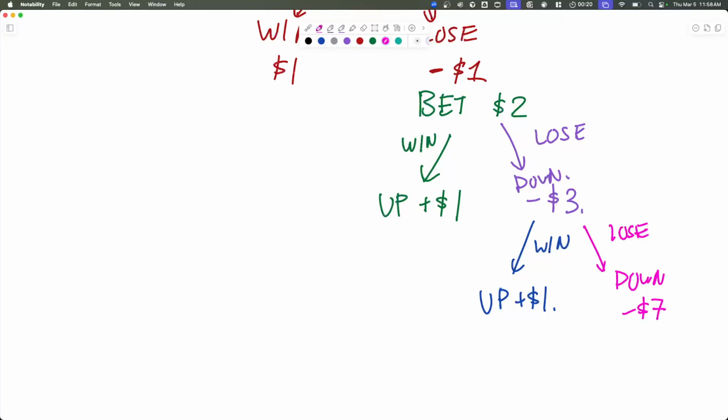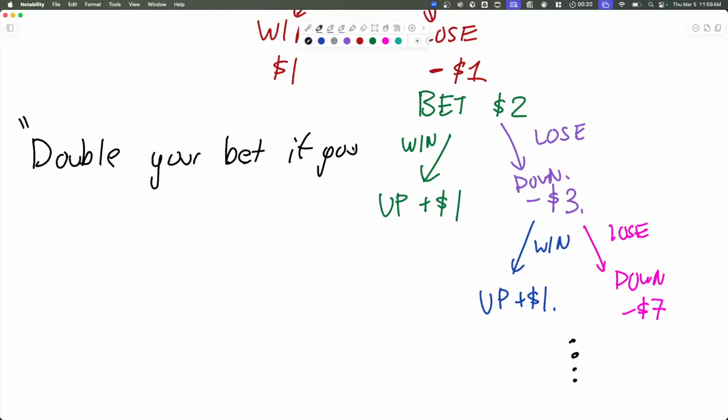So the strategy is very simple. The strategy is always double your bet if you lose. That's the simple way. If you lose, you double your bet. No problem. The observation is this big tree. You're going to have this big infinite tree.